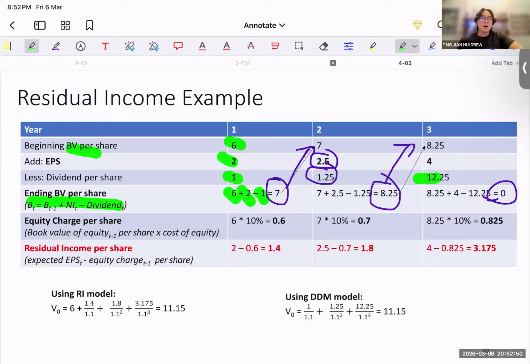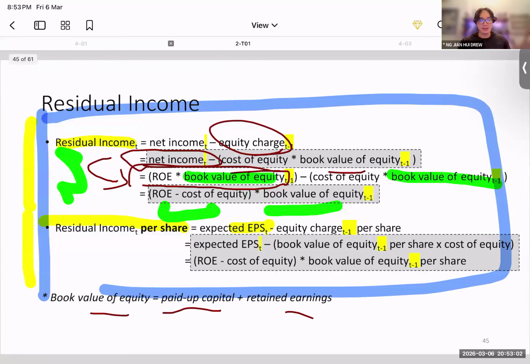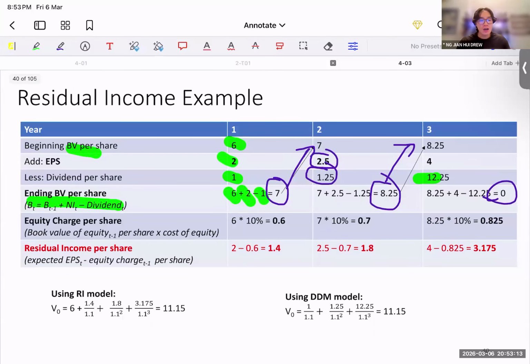Now, for our residual income, we need to determine our equity charge. What's the equity charge? I'm just going to flip back to the formula. It's not entirely something you've never seen before. Equity charge is given by cost of equity times book value of equity at T minus 1. So what's our cost of equity? In the question, they give you a cost of equity of 10%.